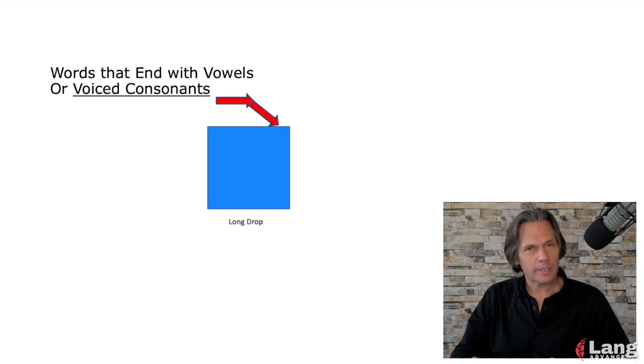Now let's keep these things simple and look at a few words that just start with a vowel sound and end with a voiced consonant. Listen and repeat these words spoken with a long drop tone. Aid, abe, ode.